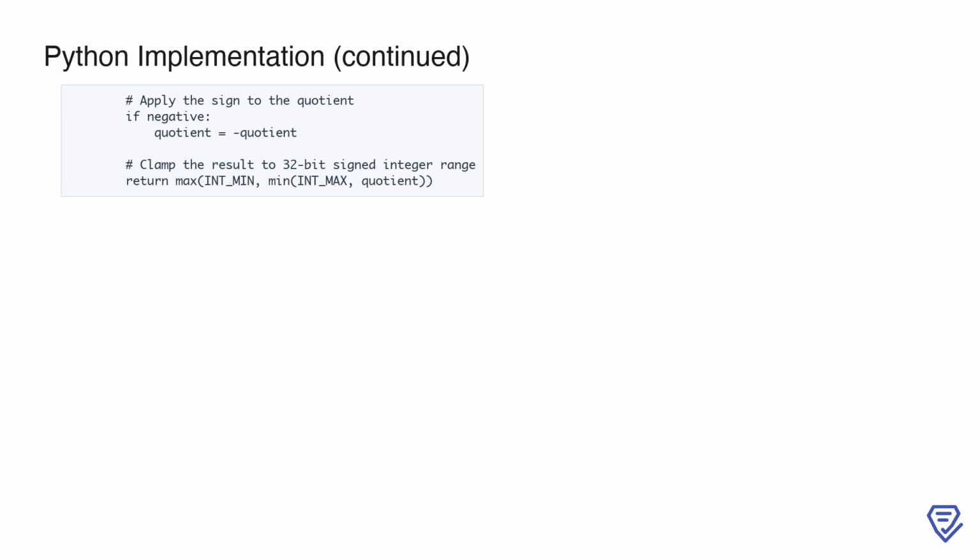After calculating the quotient using bit manipulation, we now apply the sign to the result. If the initial sign was determined to be negative, we negate the quotient. Finally, we ensure that the result is clamped within the valid 32-bit signed integer range. This step guarantees that the quotient does not exceed the maximum or fall below the minimum allowed values. To achieve this, we return the quotient after using the max and min functions to bound it between the int_min and int_max constants. This concludes our Python implementation for dividing two integers while adhering to all the problem constraints.